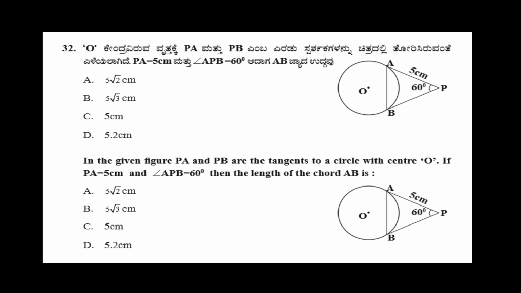Question number 32 is: in the given figure, PA and PB are the tangents to a circle with center O. If PA is equal to 5 centimeters and angle APB is equal to 60 degrees, then the length of the chord AB is: option A, 5 root 2 centimeters; option B, 5 root 3 centimeters; option C, 5 centimeters; and option D, 5.2 centimeters.